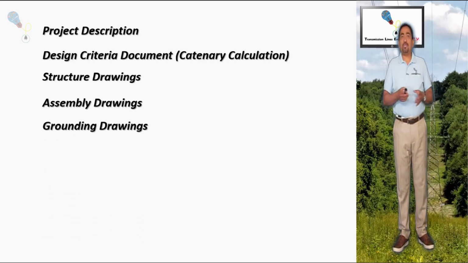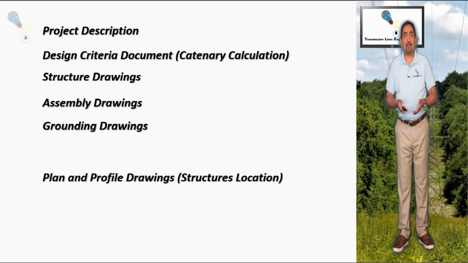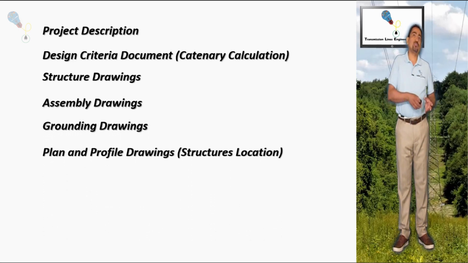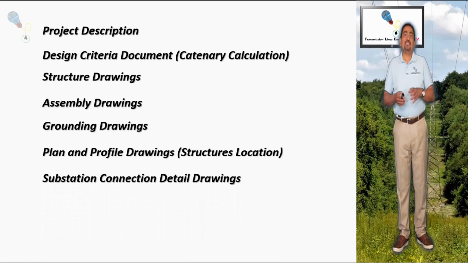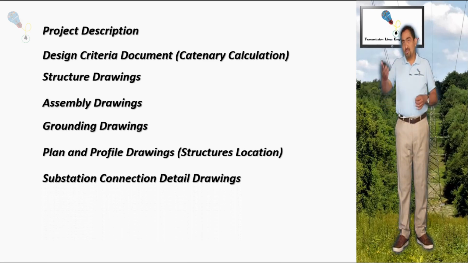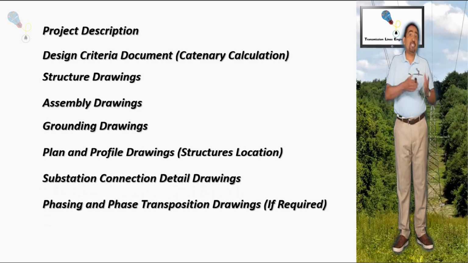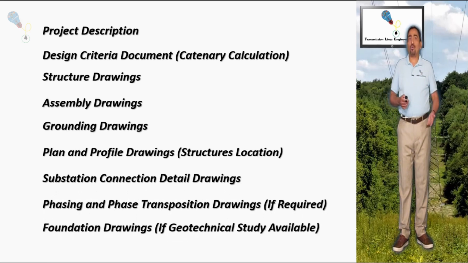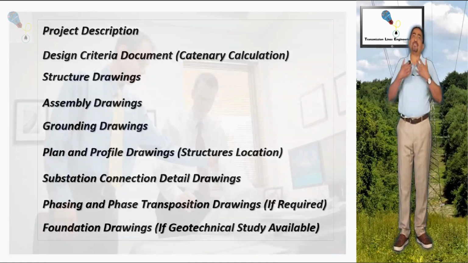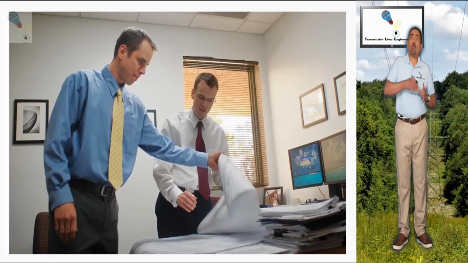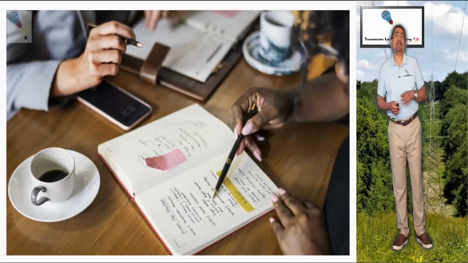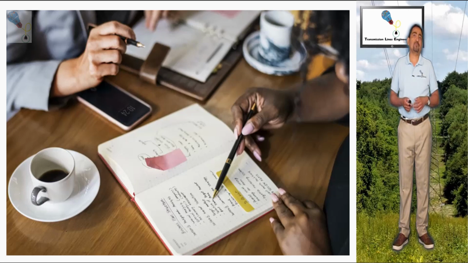Structures drawings to be used, hardware assembly drawings, grounding drawings, structure location drawings, detailed drawings for connections to substations, phase transposition drawings if required, foundation drawings, and as step number 12, the client will review this preliminary package for approval or comments to be made on some modifications.